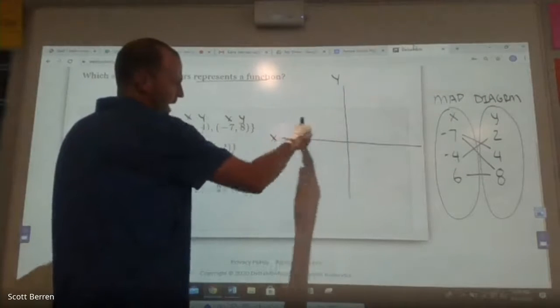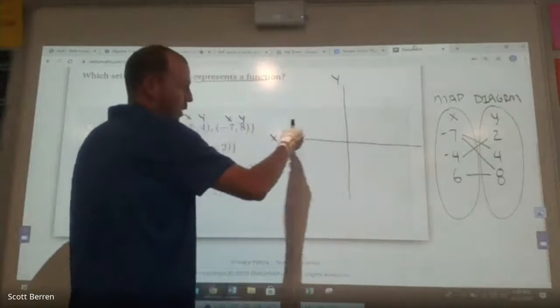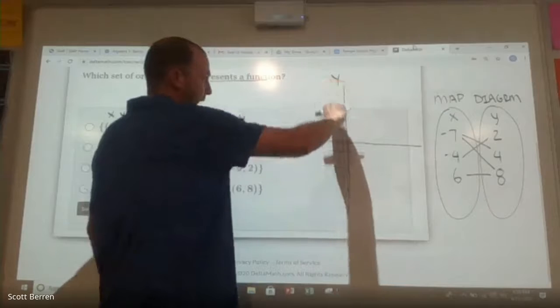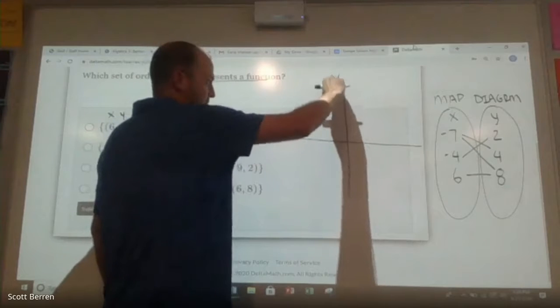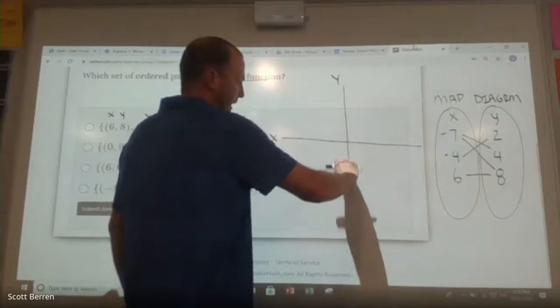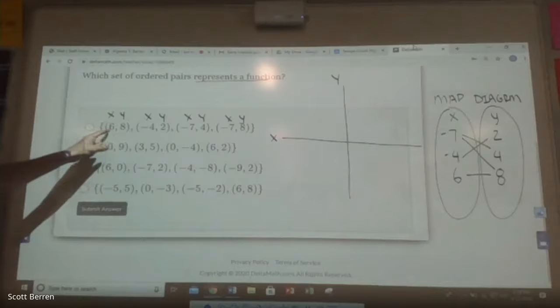Everything on this side of the Y is a negative number. Everything on this side of the Y is positive. Everything above the X line is positive. Everything below this X line is negative. So let's always start with our first number here, 6, 8.